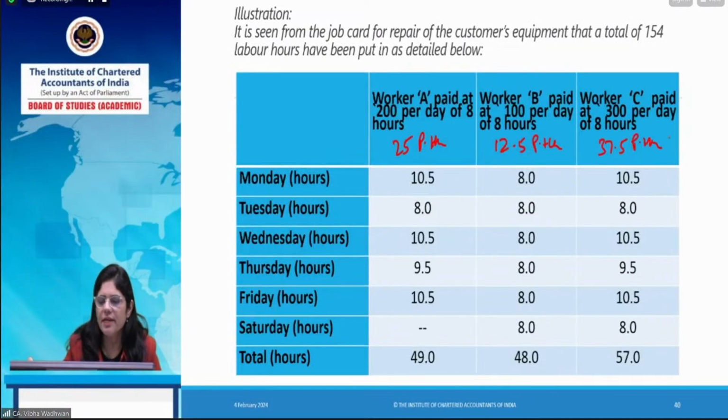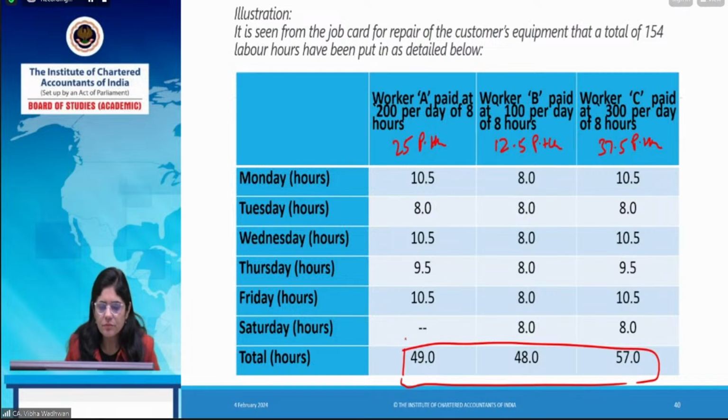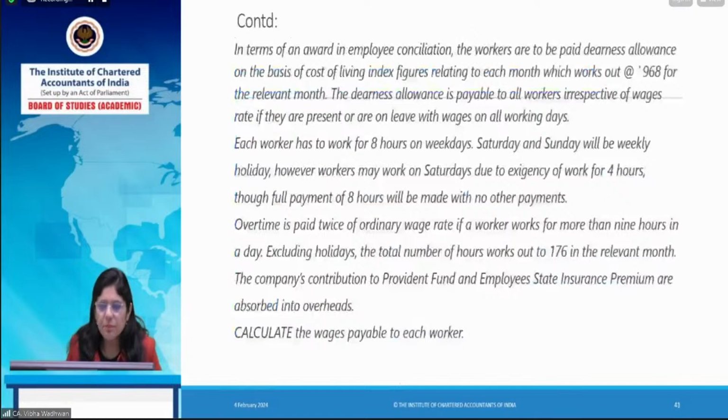So we have just calculated the wage rate for convenience's sake, because of course we have to calculate the wages. So worker A has spent all these hours, 10.5, 8, 10.5. These are the total hours which they have spent in a week. Clear? So a total of 154 labor hours have been put in. So this is how the breakup is given. All right. So the illustration continues.